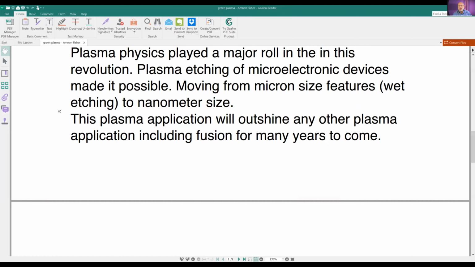Okay, thank you very much. Now we've heard about how fusion and plasma fusion will save the world, but not this year, not next year, maybe, probably not in my lifetime. Let's hear about some plasma applications that can make an impact on the greenness of the Earth even today.